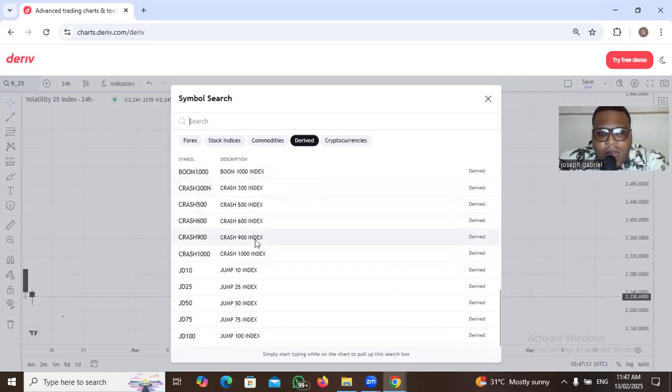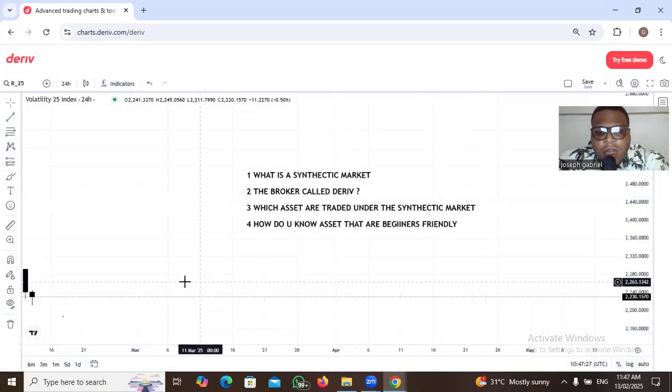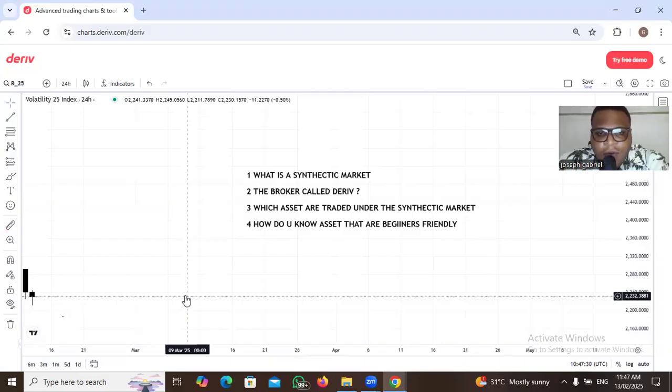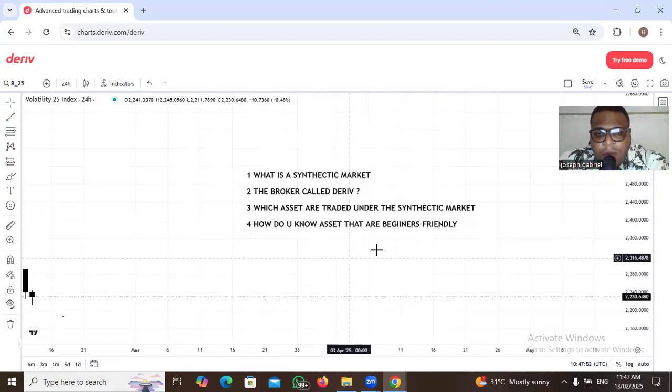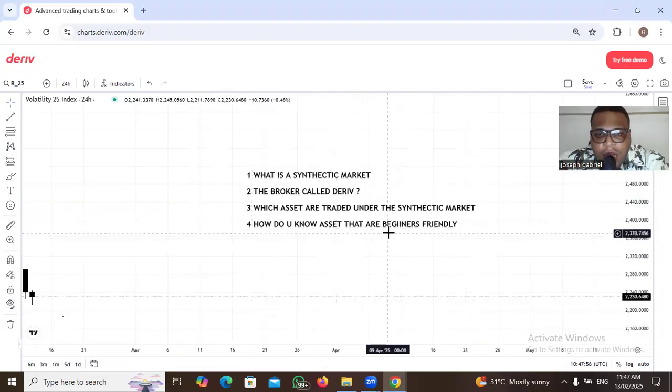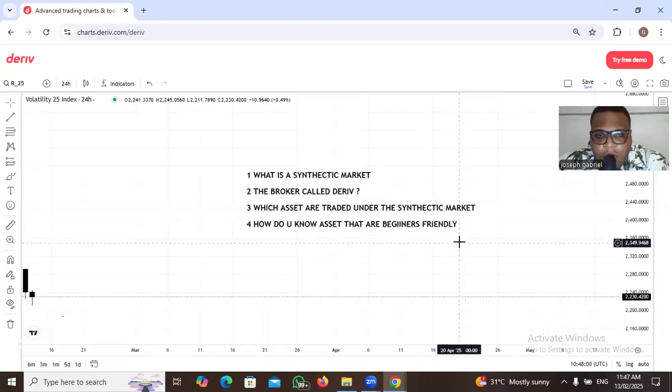So whenever you choose any asset to trade under this list, it means you are trading under these people, Deriv, the broker. Another thing you need to know is that all these assets have different characteristics, different behavior, and so on. Just like every human is not the same, which I'm going to talk about under the beginners chapter, on how to know the assets that are beginner friendly. I'll talk more about this under that chapter.